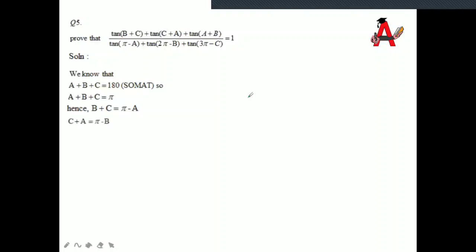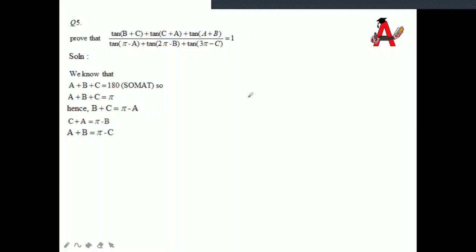In the fifth question, it is tan (b plus c) plus tan (c plus a) plus tan (a plus b) upon tan (pi minus a) plus tan (2 pi minus b) plus tan (3 pi minus c) is equal to 1. Here I want to use the sum of the angles of a triangle, that is, a plus b plus c is equal to 180 degrees, which can be written in radians as a plus b plus c is equal to pi. Therefore, I can write b plus c is equal to pi minus a. Similarly, c plus a is pi minus b, and a plus b is pi minus c.